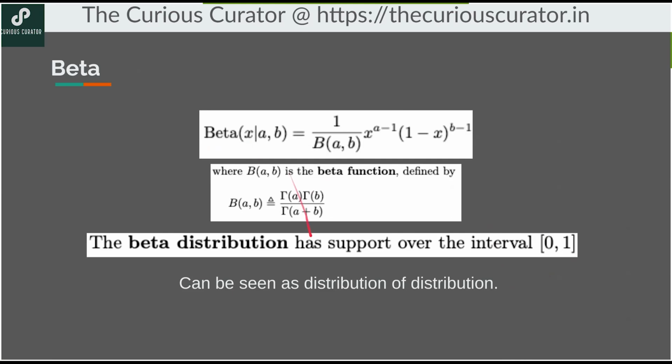And it can also be seen as a distribution of distribution, right? Because the thing you want to model is a distribution. Beta distribution itself is a distribution. So eventually it's a distribution of distribution. Any questions here? Okay. No. So, yeah.